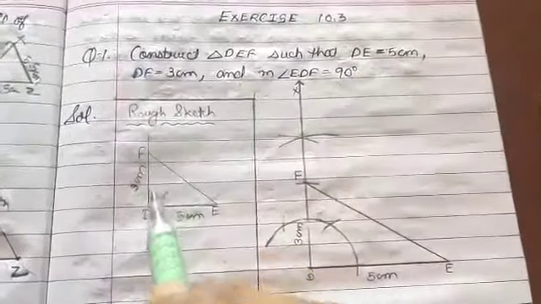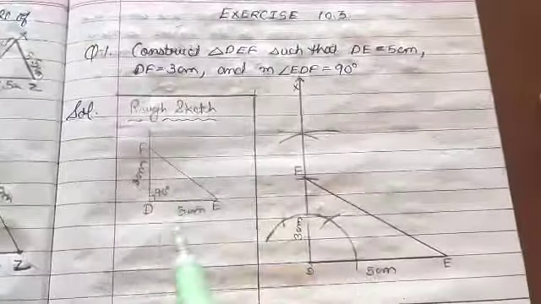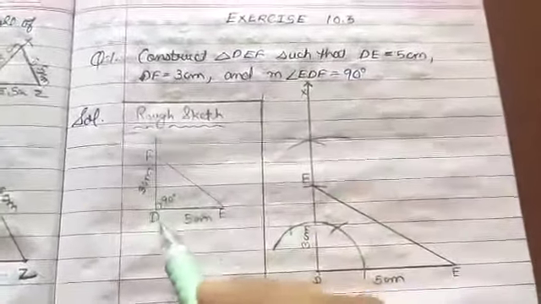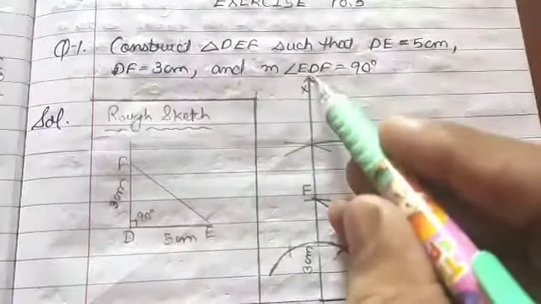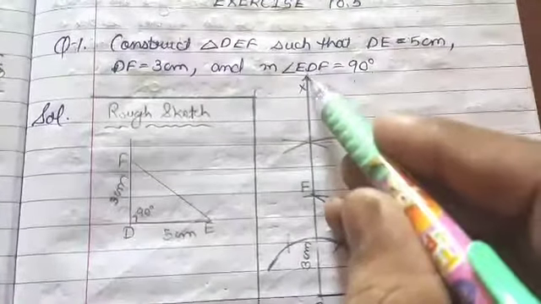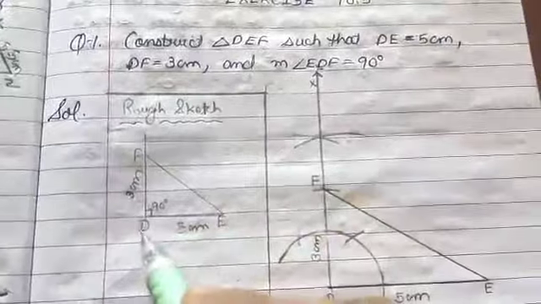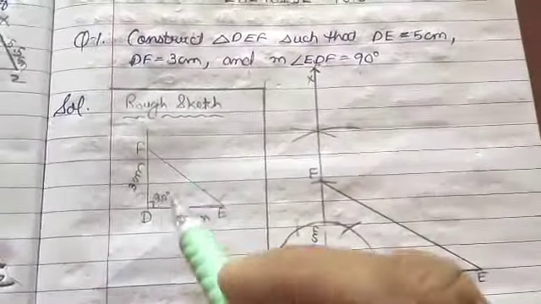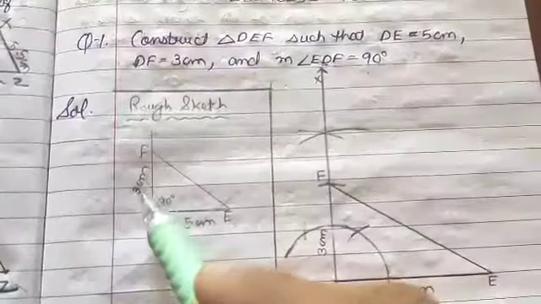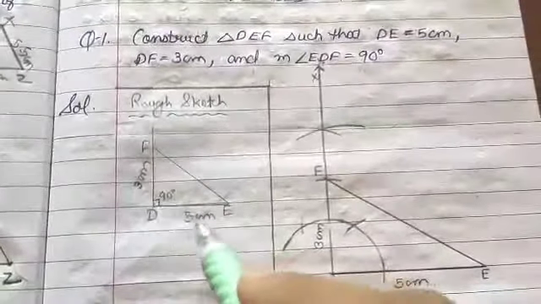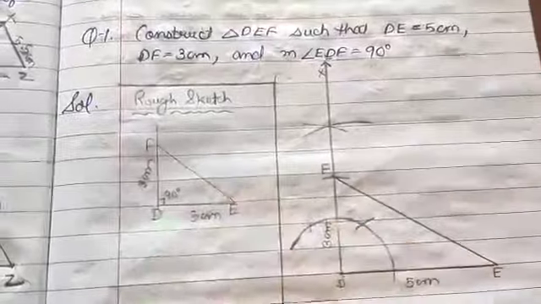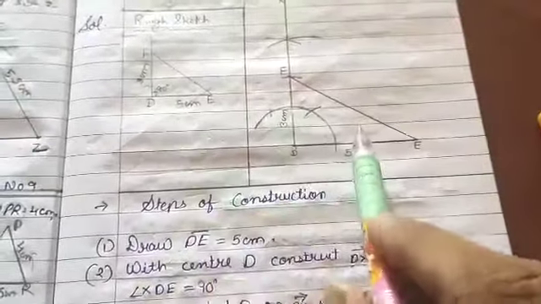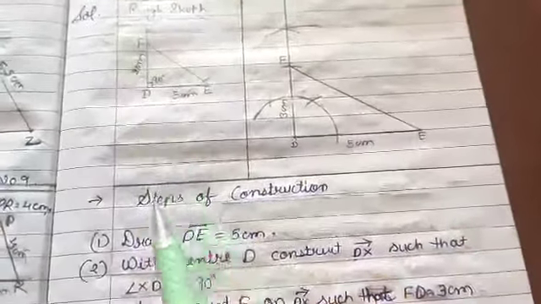As I told you, try to construct a rough sketch first. Now name it DEF. I have taken D over here because see, angle D is 90 degree. In angle EDF, D is at the center, so take your D over here with 90 degree. The length of DF is 3 centimeter and the length of DE is 5 centimeter. This is just a rough sketch. Now by observing this rough sketch, we will construct our main figure. Now write down the steps of construction.